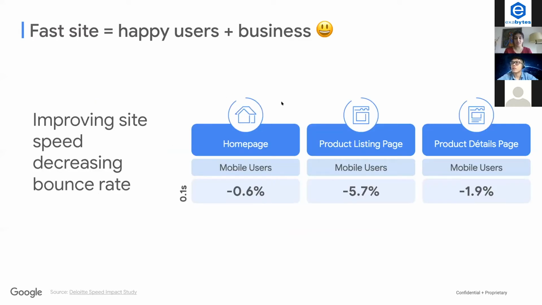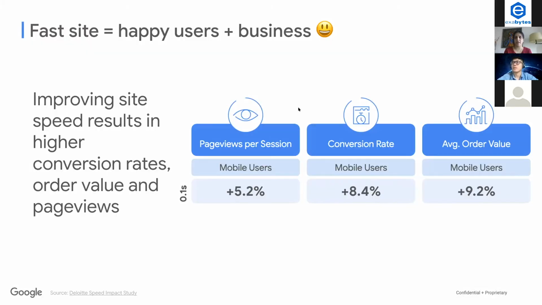Now, the good news is, if a slow site is equal to frustrated users, then the opposite is also true. A fast site is equal to happy users and business. It is proven that improving speed decreases bounce rates across the funnel, not just the landing page, but across every single page of the funnel, because it shows greater user engagement. And the next slide. Improving speed also improves conversion rate, average order value, and page views. And this is great for businesses because this literally correlates into more revenue for the business.